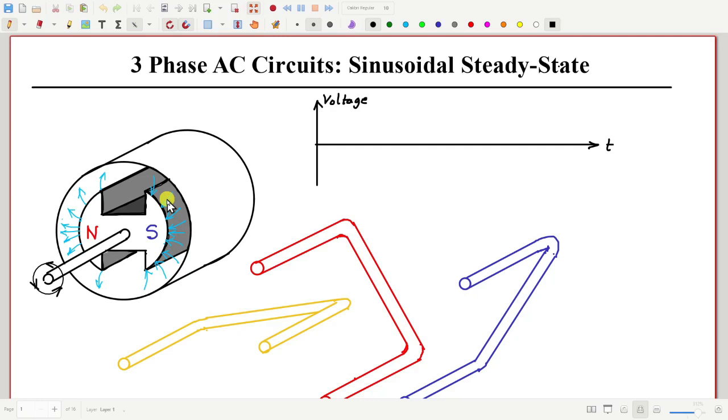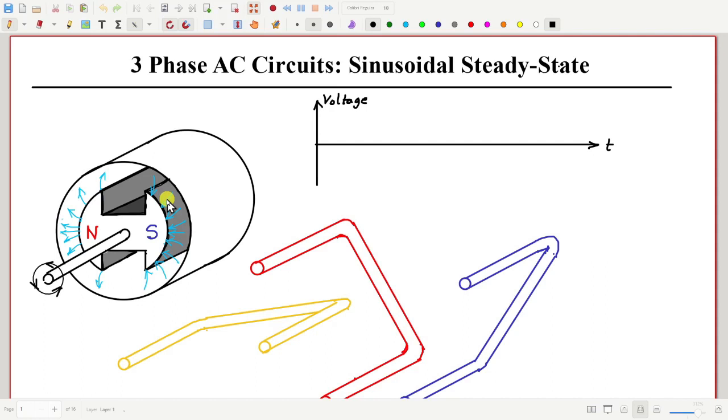So, today we will continue our studies in AC circuits, but we will take a slightly different topic, which is called three-phase AC circuits. It's not different from what we have studied. It's a special case, you can say.